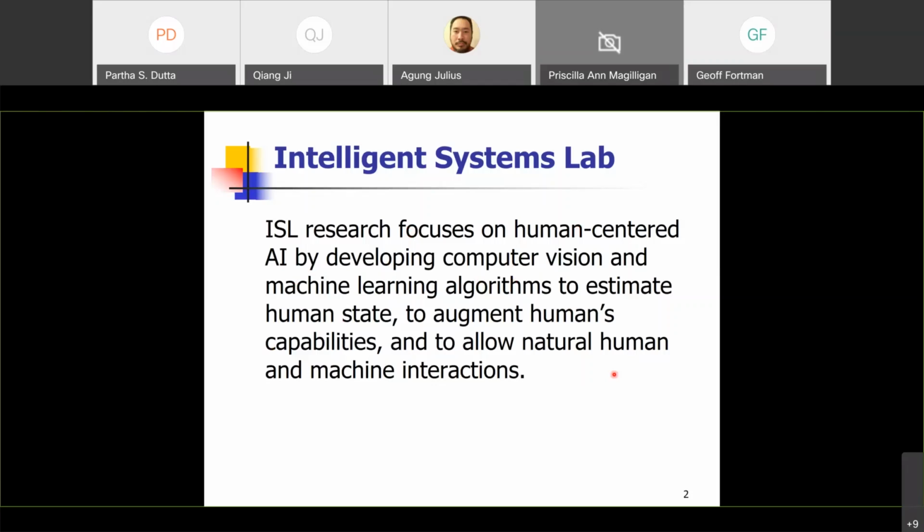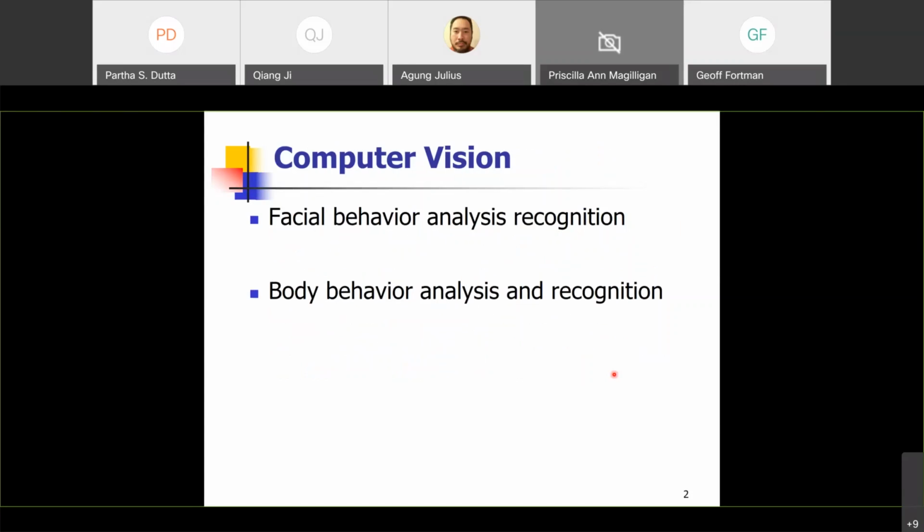So we focus on developing computer vision and machine learning algorithms in order to improve humans' capabilities and to have natural human-machine interaction. In computer vision, our research has two main areas. One is automatic facial behavior analysis and recognition. The second area is body behavior analysis and recognition. First, let me talk about facial behavior analysis and recognition.